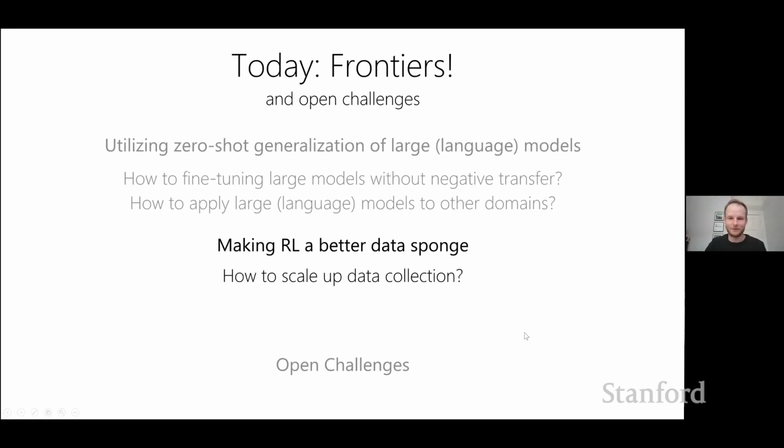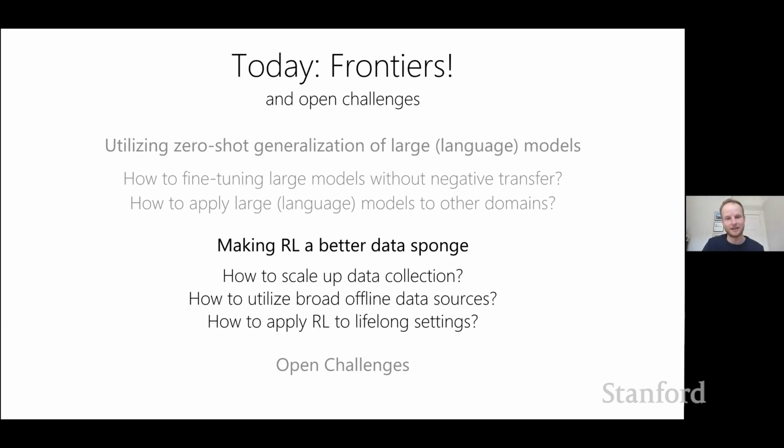All right, so we talked a little bit about how we can scale up data collection, how we can utilize broad offline data sources, including non-robotic data sources, and then how we can change the reinforcement learning algorithms to look more like supervised learning algorithms so that they can utilize more data. And then at the end, Annie also told us a little bit how we can apply reinforcement learning to lifelong settings.